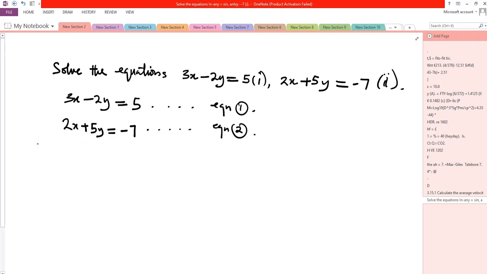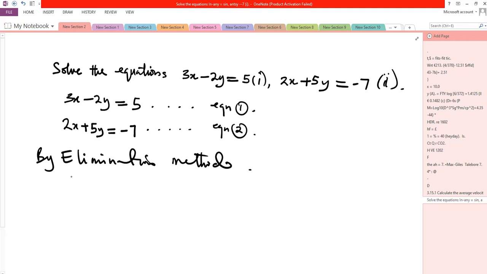So we will solve this by elimination method. Since none of the coefficients of the variables is equal to 1 or minus 1, we're going to use the elimination method. What we're going to do for the elimination method is to make one of the coefficients equal.